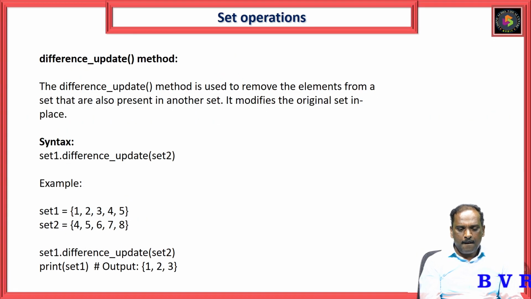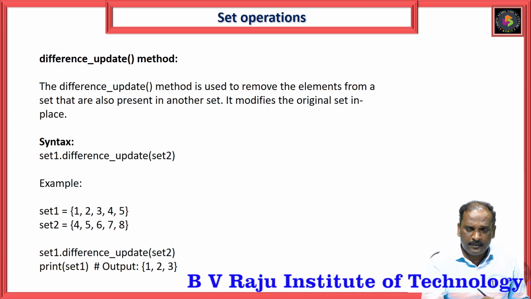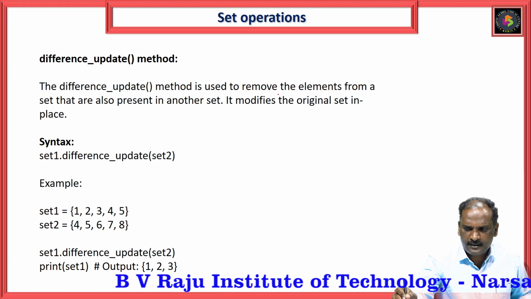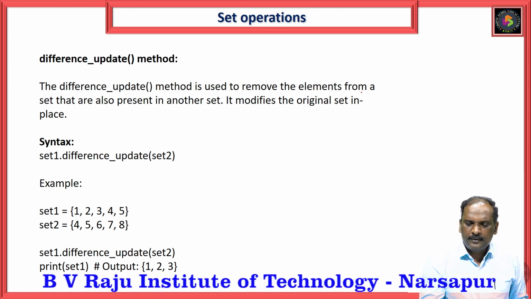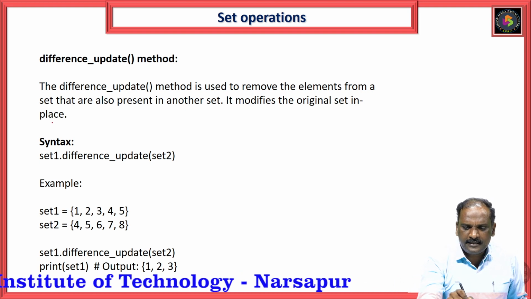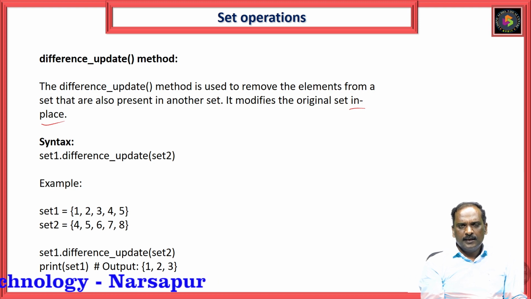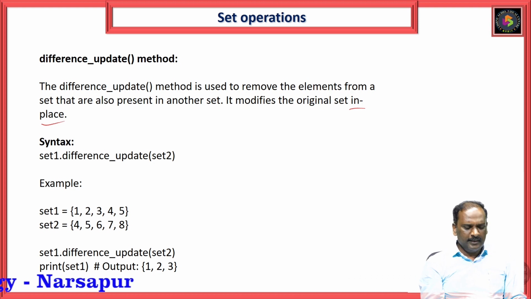Difference update method. As we have seen, the difference method will return a new object, but the difference update method will remove the elements from the calling set. So the difference update method is used to remove the elements from the set that are also present in another set. It modifies the original set in place. So here there is no creation of a new object. The modification is done only to the original set or the calling set. There is no creation of a new set.